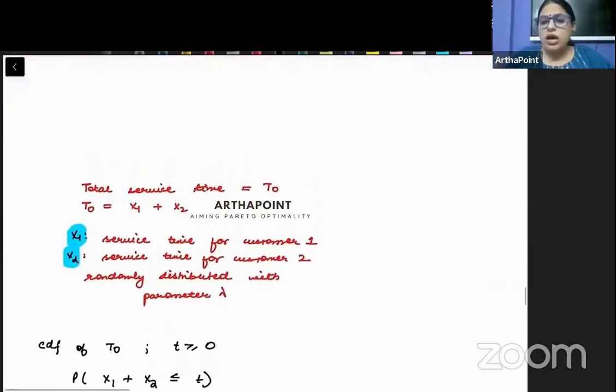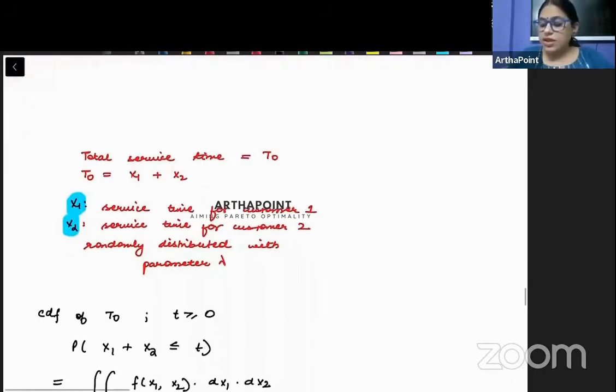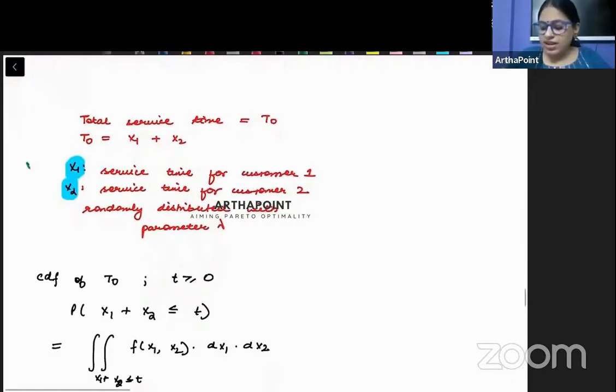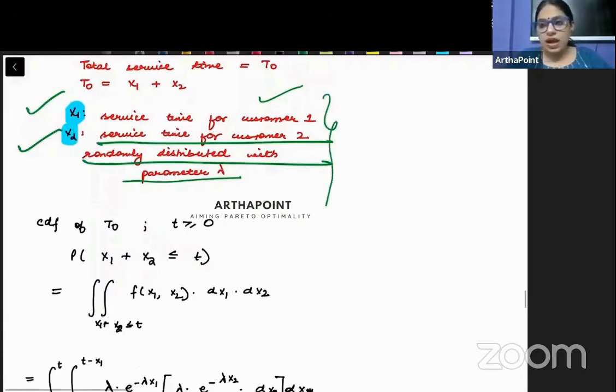ठीक है बेटा. So now you can go ahead and you can look into example 5.21. बहुत simple example है. In this example, वो क्या बोल रहे हैं ना कि let x1 represent the service time that it takes to serve customer 1 और x2 है service time to serve customer 2 and both of them they are exponentially distributed with the factor lambda.